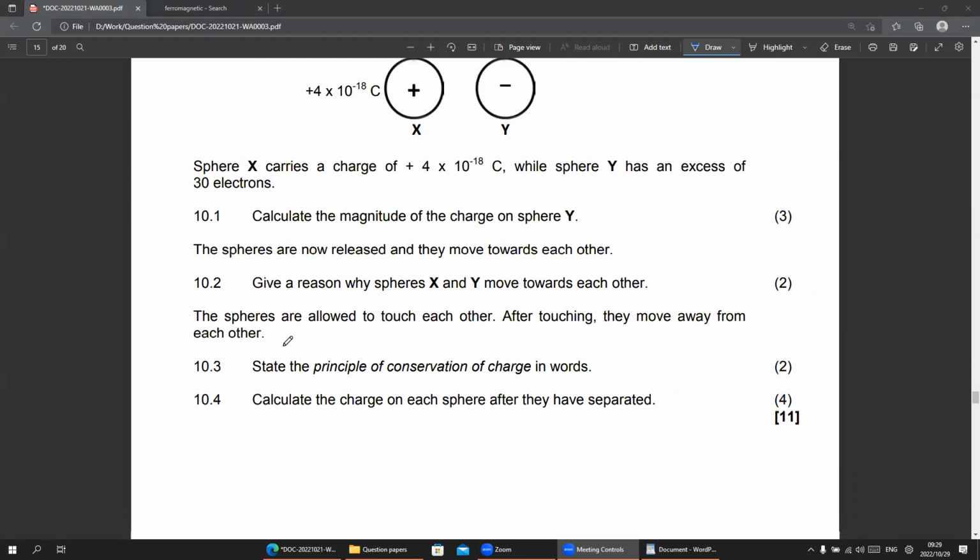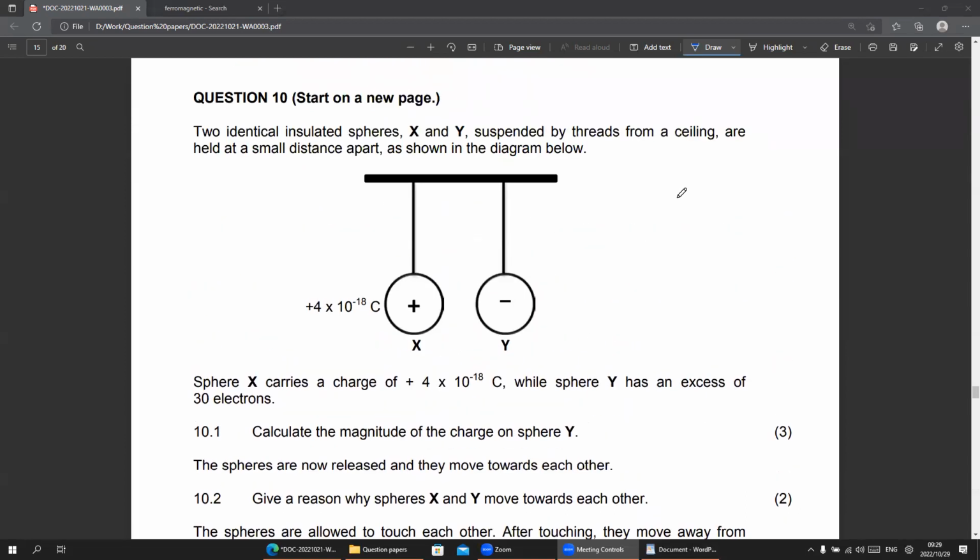So I'm just going to go straight into that. They say it has an excess of 30 electrons. So you know electrons are negatively charged, right?